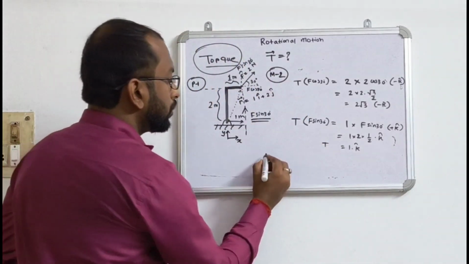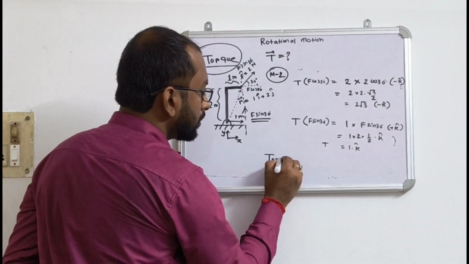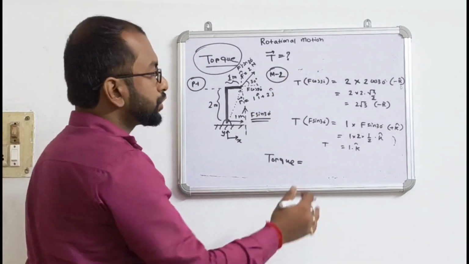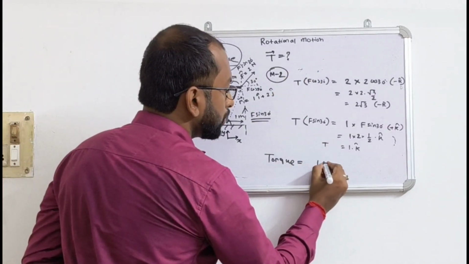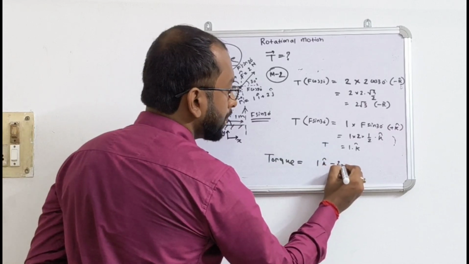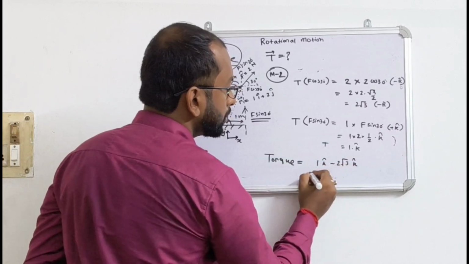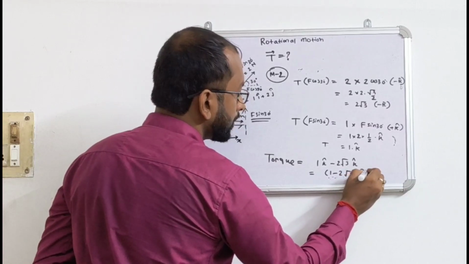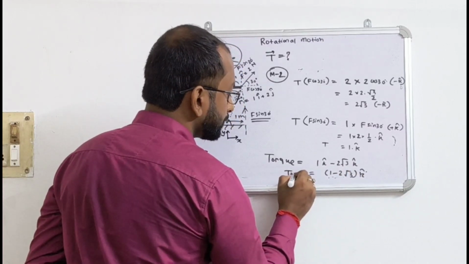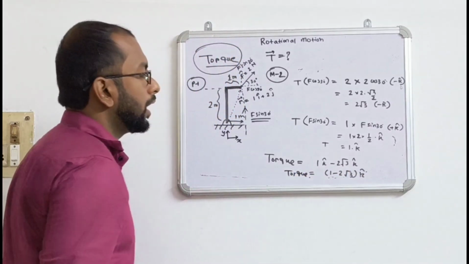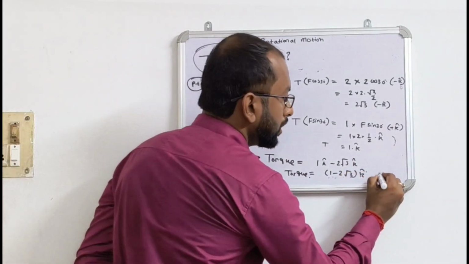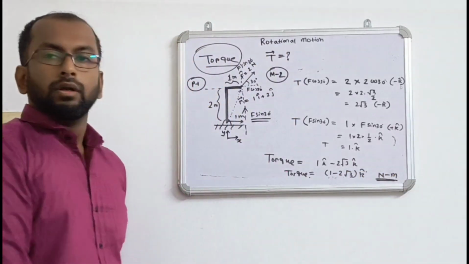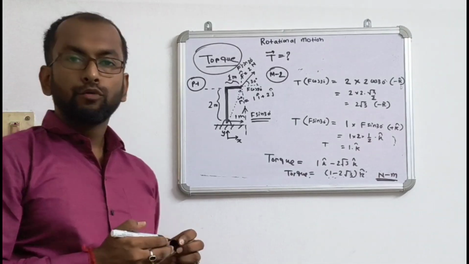So total torque will be the addition of these two torques. One is 1 k cap and another is minus 2 root 3 k cap. So basically it is 1 minus 2 root 3 k cap torque, and that is in Newton meter. The unit is Newton meter. Okay, I hope you understood this problem.